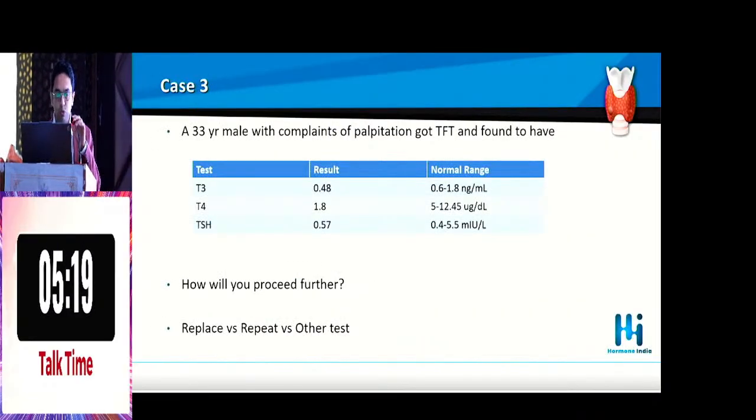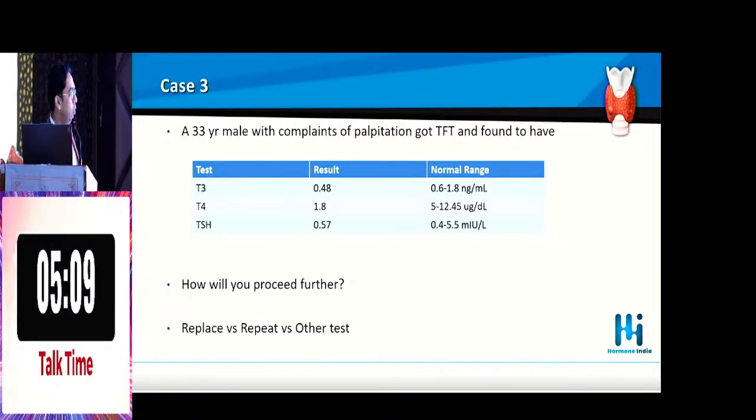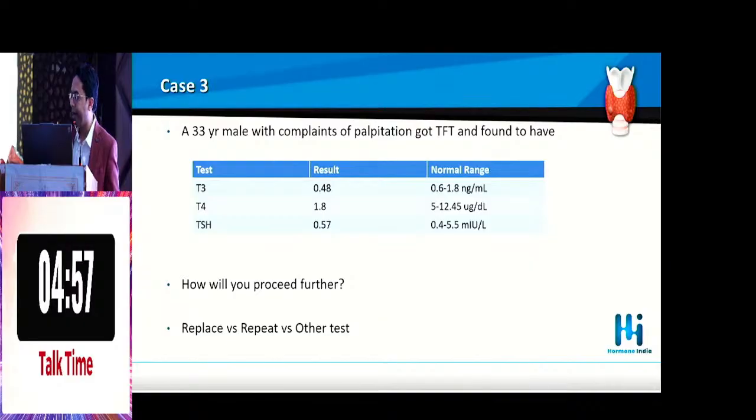Now let's move to some questions. I'll be quick now because we are left with 6 minutes. So again, this 33-year-old male got some tests because of palpitation, and T3 was 4.48 or slightly lower, T4 1.8 lower, TSH 0.5 just touching the lower end. So what do you want? Do you want to start treatment? Do you want to repeat the test? Do you want some other test? Maybe anti-TPO, maybe TRAB, maybe scan, maybe USG. What do you want?